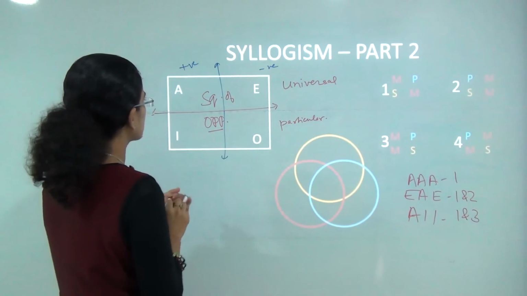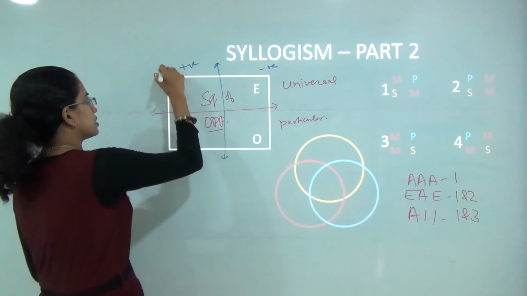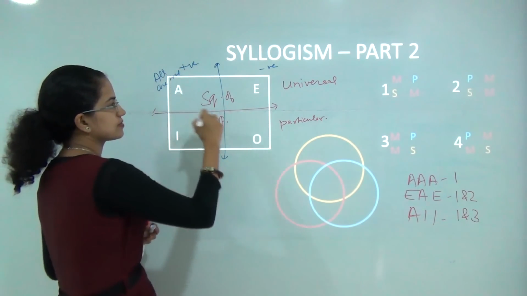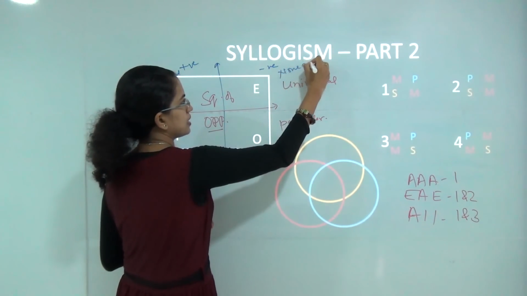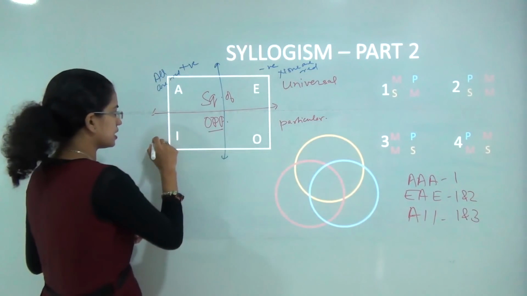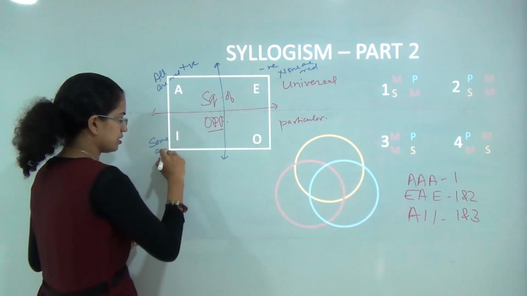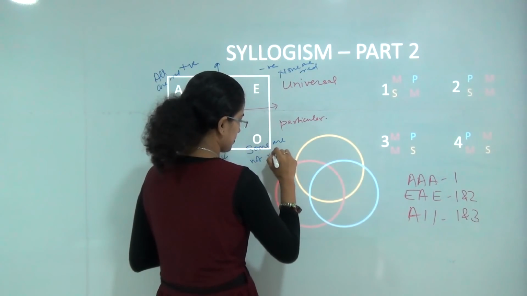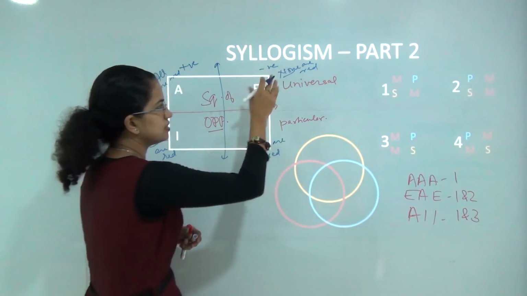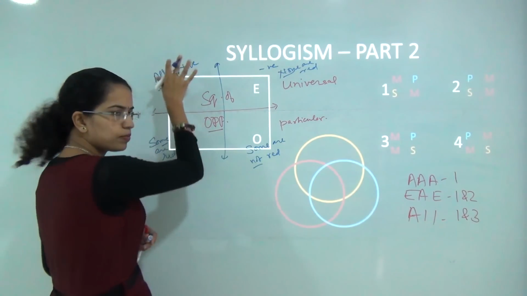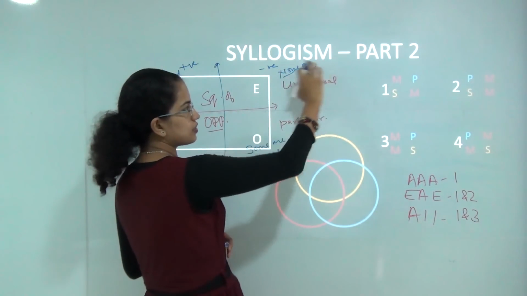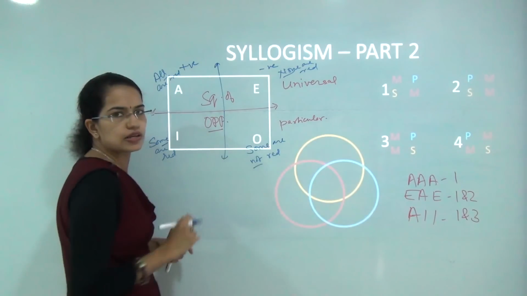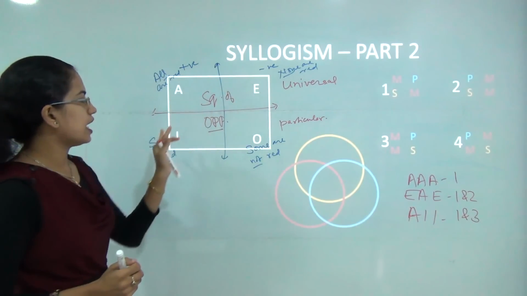So in the first case, I do the same as I did in the previous class. I have "all are red." Here I will say "none are red." Here I will say "some are red." And here I will say "some are not red." So "not" and "none" are negative cases; "all" and "some" are positive cases. "All" and "none" are universal cases, and "some" and "some not" are particular cases. So you have A, E, I and O.